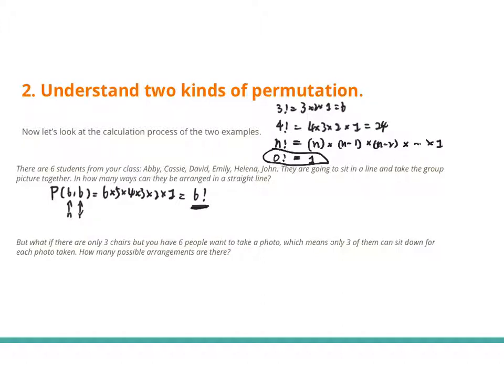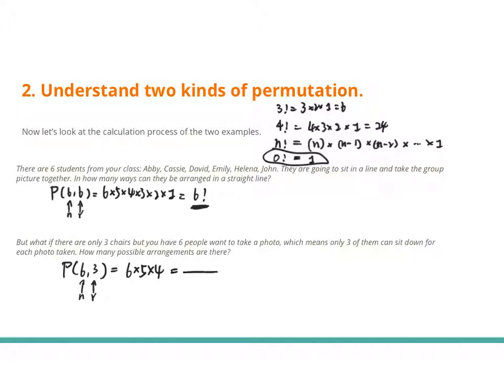So now let's look at the second one. For the second one, the permutation has n equals 6. That's the same, but r equals 3 because we only have 3 chairs here. So that should be 6 times 5 times 4.